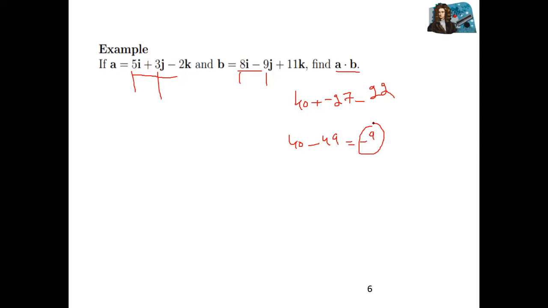Same question is given. A is equal to this one, B is equal to this one. So we have the formula: A dot B is equal to what? A magnitude, also B magnitude, with cosine of theta. Let's suppose A dot B is given, that A dot B is equal to 9. Then how to find the angle between these two vectors?